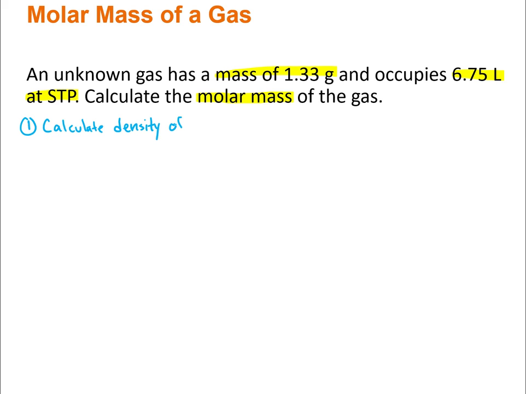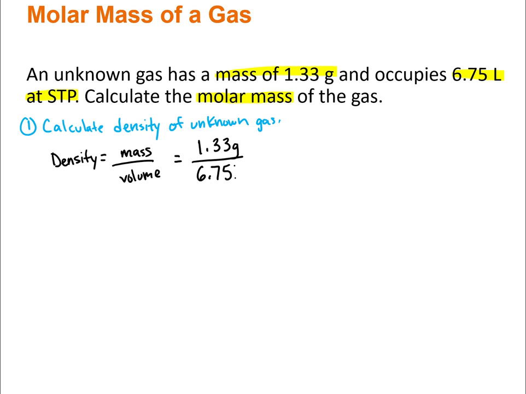We calculate the density of the unknown gas. And for that, we use our regular old density equals mass divided by volume. The mass from the problem is 1.33 grams. The volume, 6.75 liters. When you do that division, I'm going to put a lot of digits here. We're not doing sig figs yet. But we get a pretty small density.